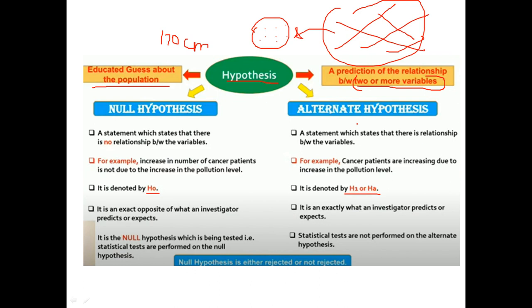And when you are making this one, you will say it's a positive statement. Then you will be saying the sample's average height is 170 centimeters.